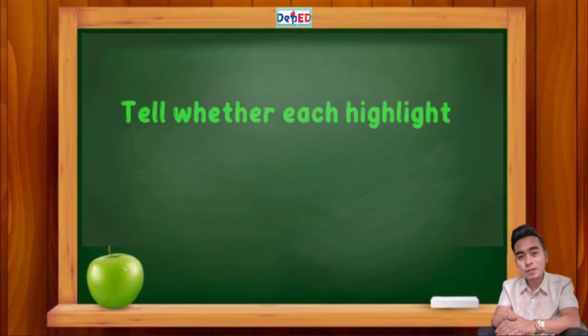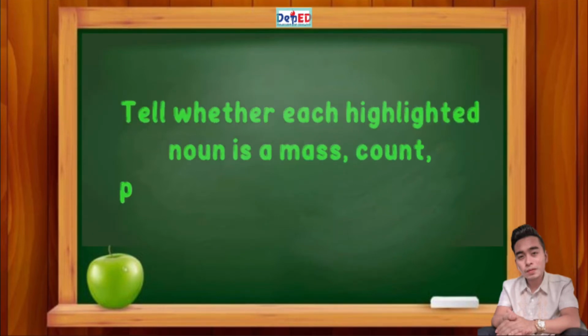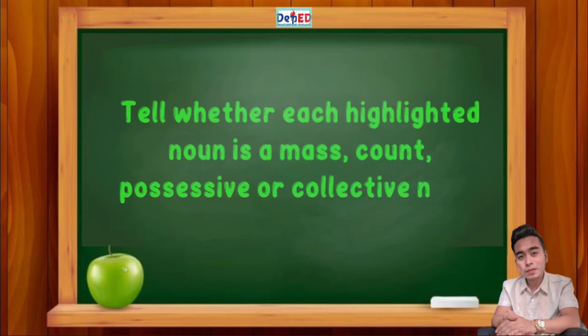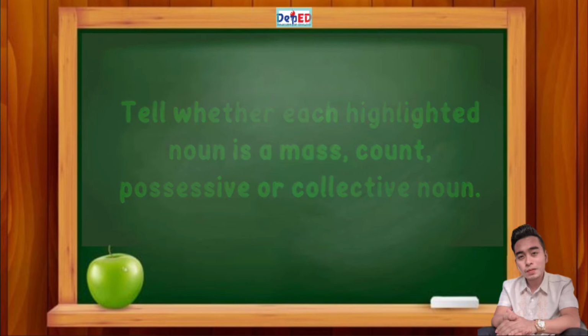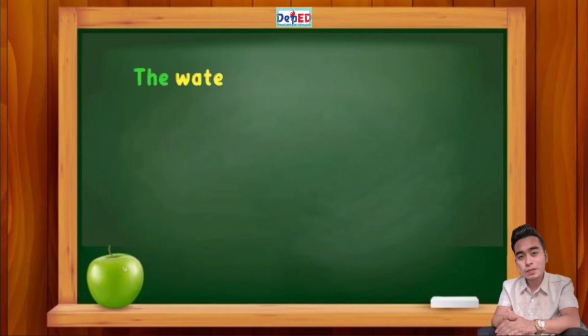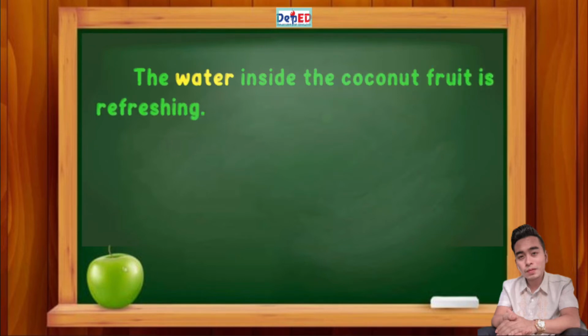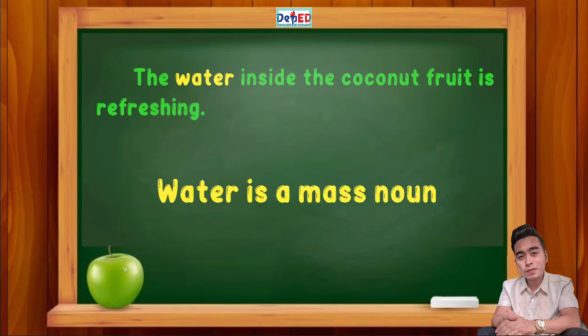Tell whether each highlighted noun is a mass, count, possessive, or collective noun. The water inside the coconut fruit is refreshing. Water is a mass noun.